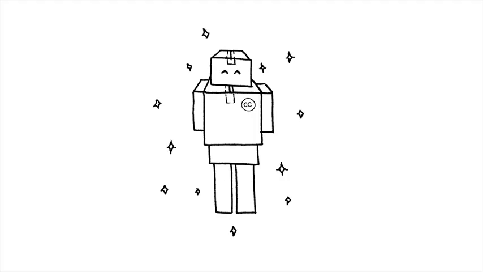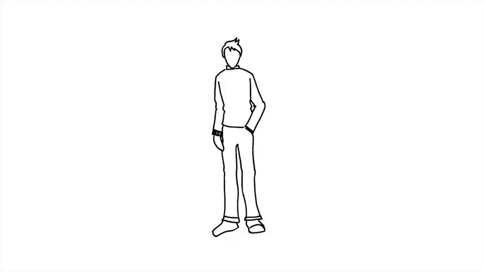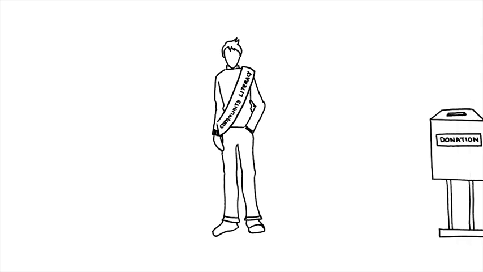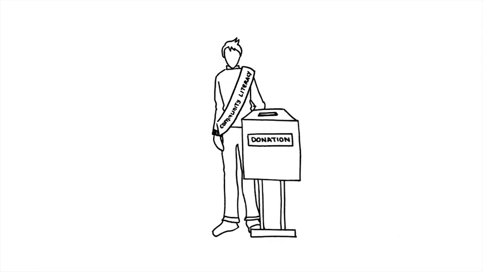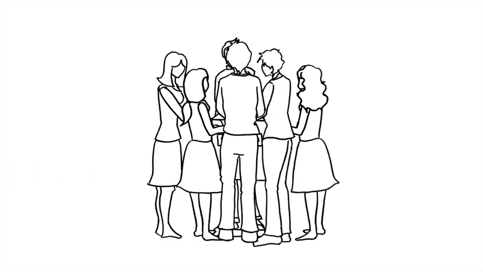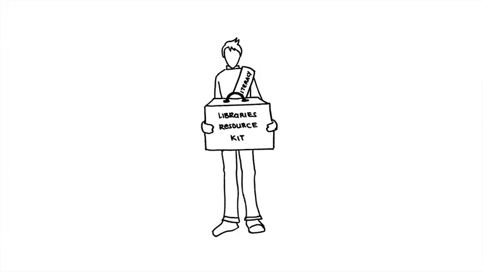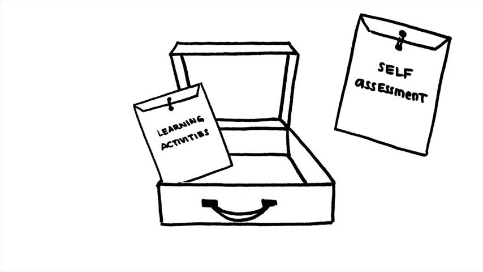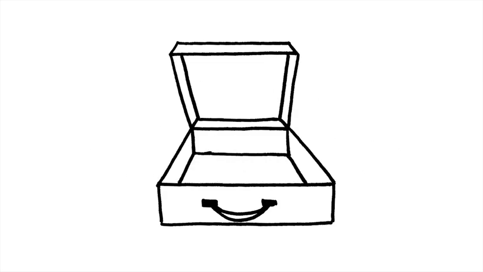Here's an example. Meet Sean. Sean is the president of a community literacy group. Using donations from the community's annual campaign, his volunteer committee of librarians and retired teachers have developed a resource kit for libraries. This resource kit includes learning activities and self-assessment tools, and it's distributed to the members and libraries who have said they need help.